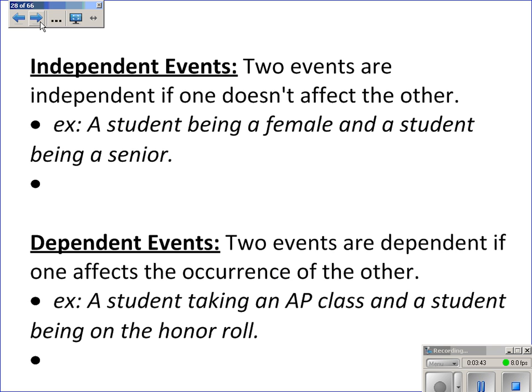Now, there are blanks here because I want you to pause the video for a second and put down an example that you can think of of an independent or a dependent event. So, two events where knowing one happening would not change your belief about the other happening, or for a dependent event, where knowing one thing will change what you think about the other one.